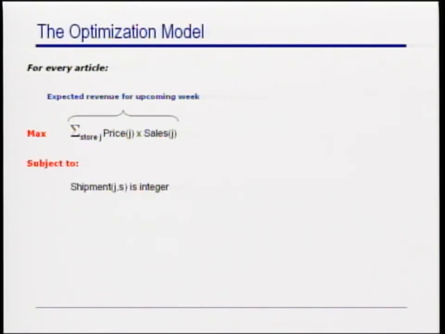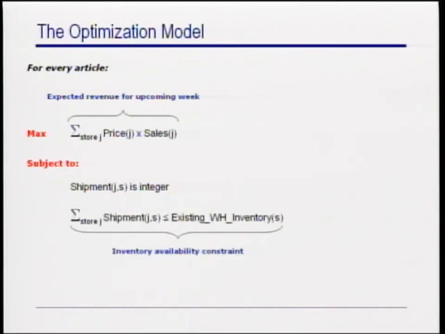The primary decision variables are the number of units of each size S to be shipped to each store J, which must obviously be an integer. The next constraint is a simple restriction which ensures that the total sum of shipments sent to all the stores does not exceed the available warehouse inventory.